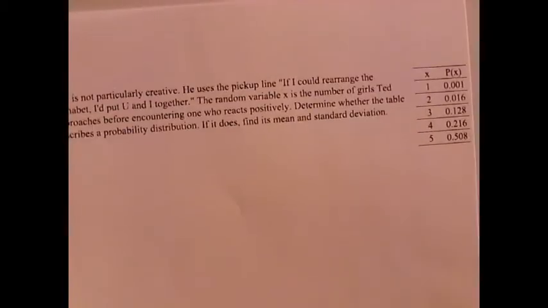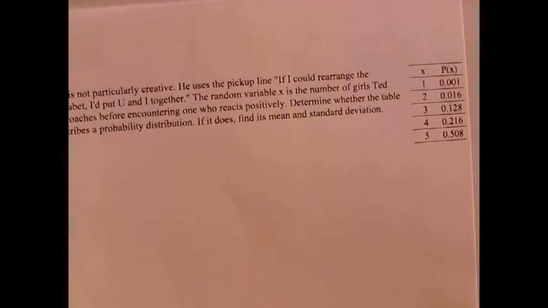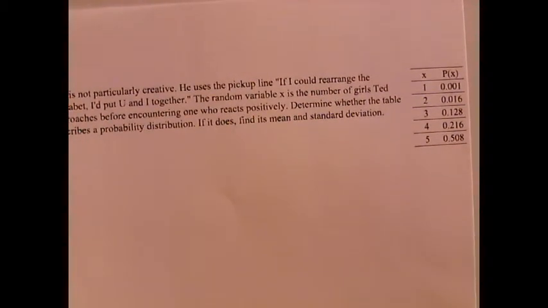Ted is not particularly creative. He uses a pickup line: if I could rearrange the alphabet, I would put U and I together. The random variable X is the number of girls Ted approaches before encountering one who reacts positively. Determine whether the table describes a probability distribution. If it does, find its mean and standard deviation.